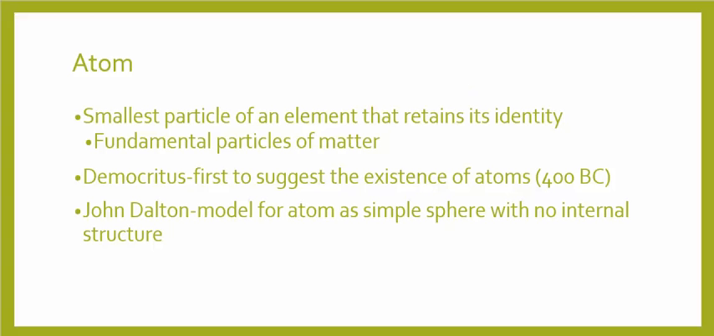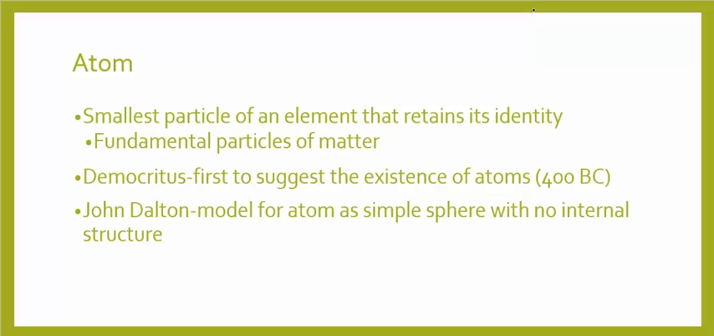Chapter 4 deals with defining the atom and a little bit about atomic structure. The atom is the smallest particle of an element that still retains its identity. Everything is composed of atoms. They are the fundamental particles of all matter. Atoms were first suggested around 400 BC, but modern atomic theory begins with John Dalton.